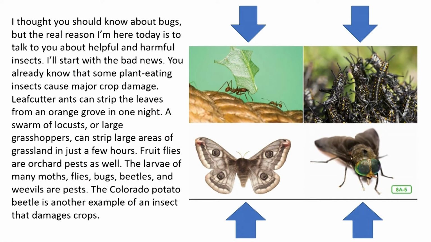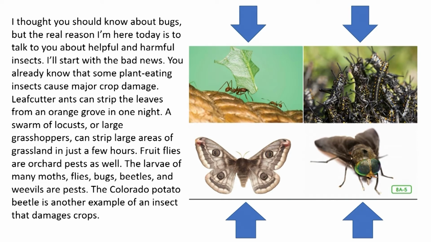Leafcutter ants can strip the leaves from an orange grove in one night. A swarm of locusts or large grasshoppers can strip large areas of grasslands in just a few hours. Fruit flies are orchard pests as well. The larvae of many moths, flies, bugs, beetles, and weevils are pests too.